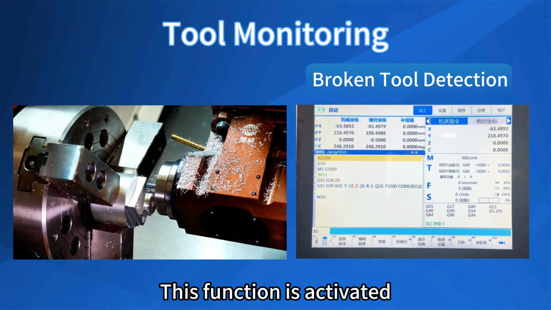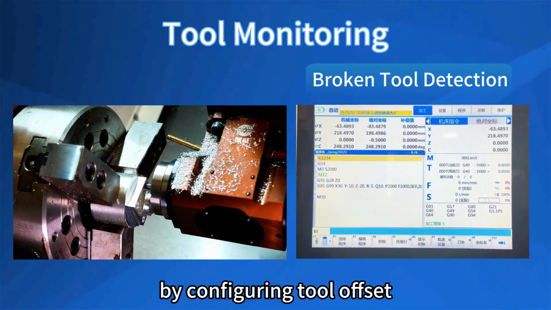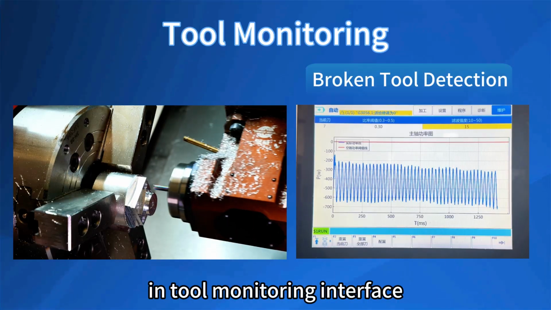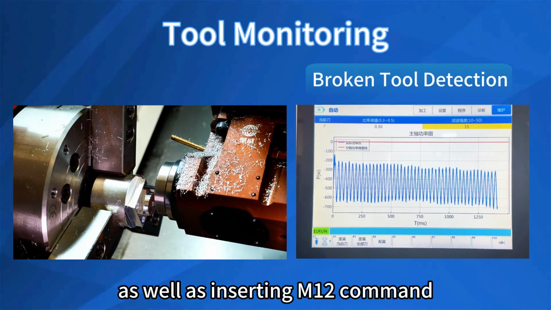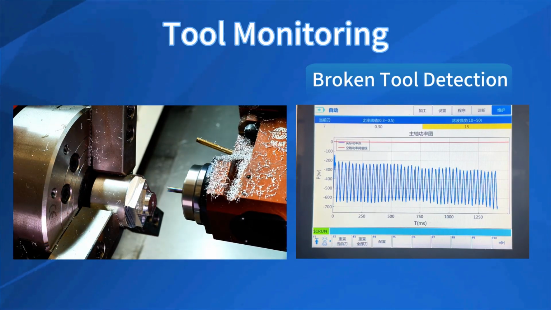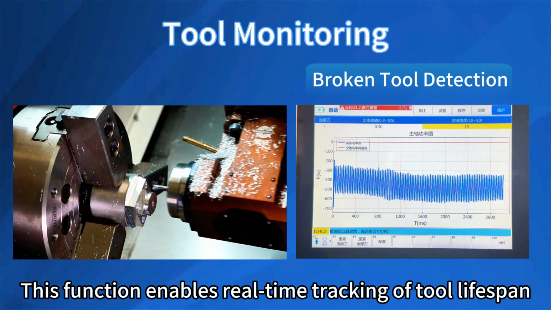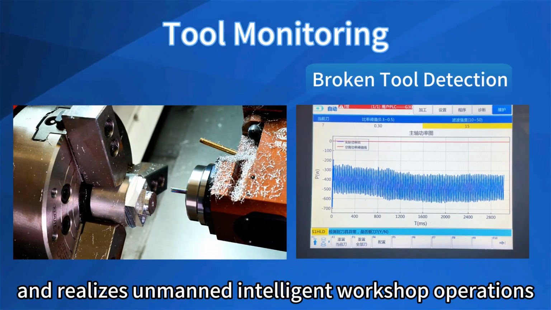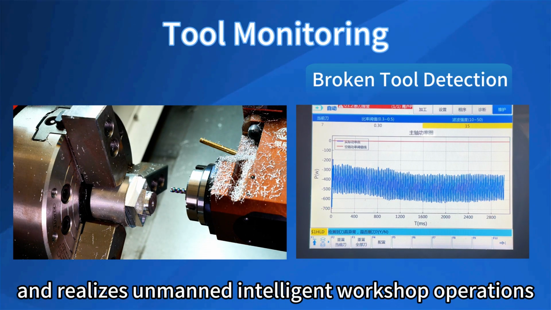This function is activated by configuring tool offset, current threshold, and maximum service life in the tool monitoring interface, as well as inserting the M12 command in the machining G-code. This function enables real-time tracking of tool lifespan, precisely schedules tool change timing, and realizes unmanned intelligent workshop operations.